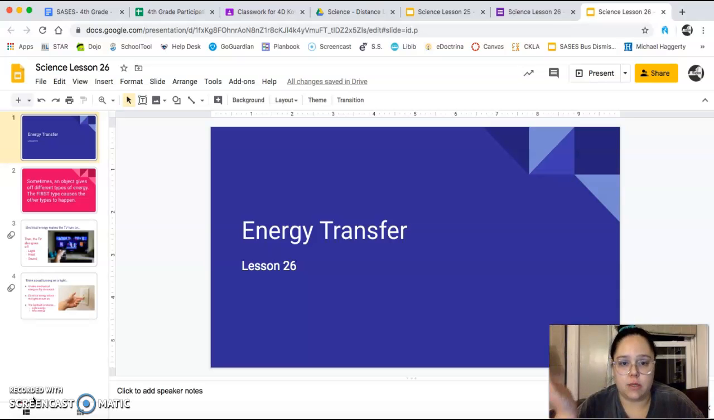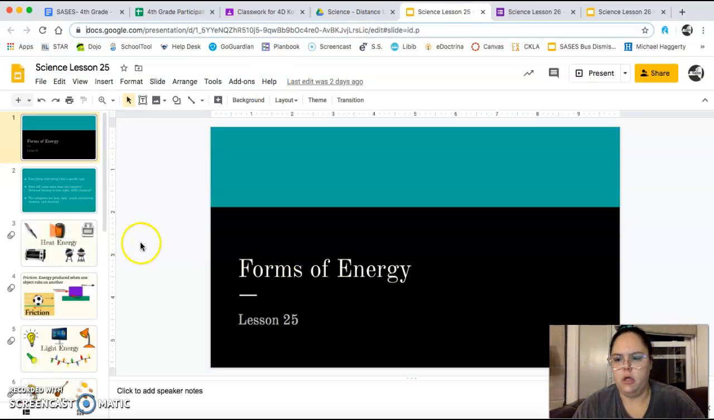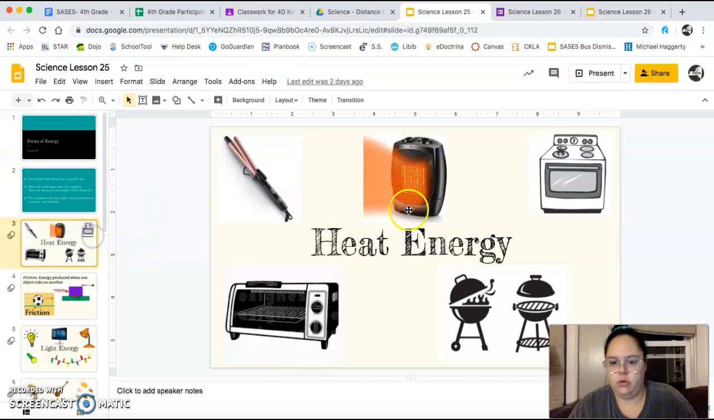We are going to continue learning about energy, so I wanted to do a quick review of yesterday's lesson, and then we're going to move on to energy transfer, which is taking energy just a step further. So let's really quickly review our different forms of energy.